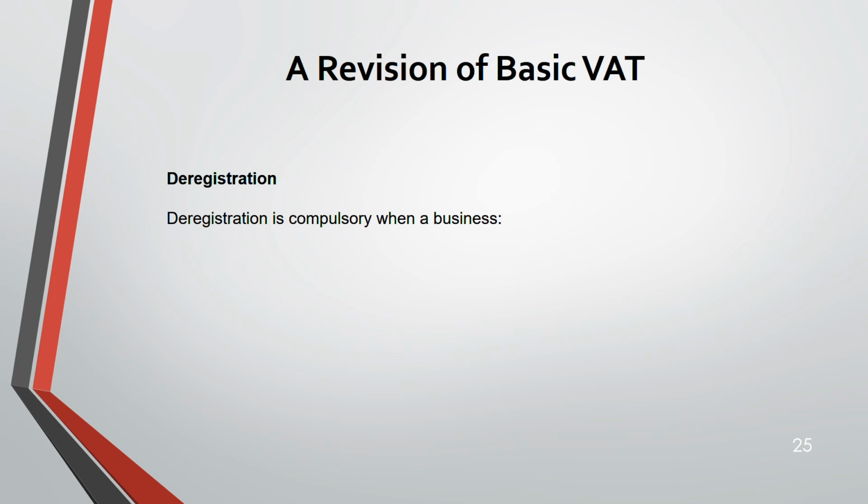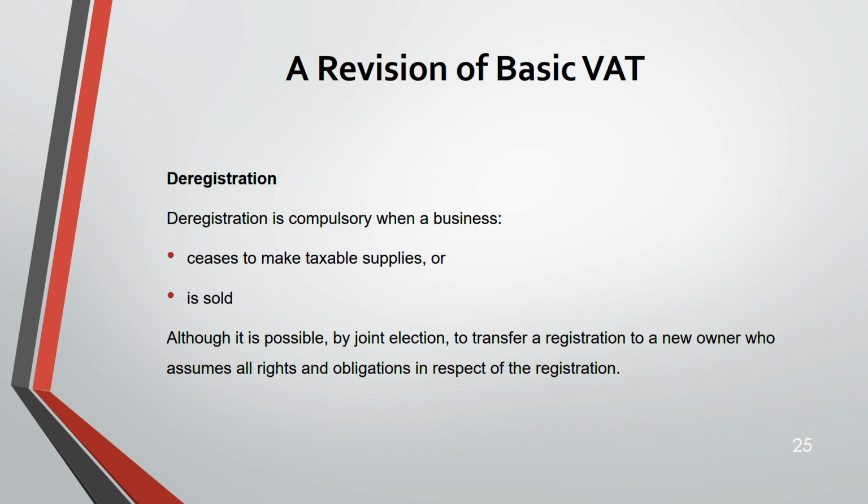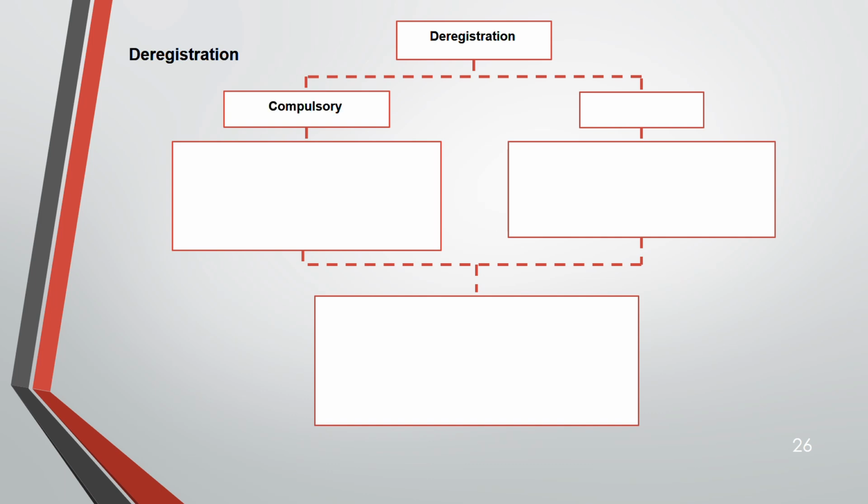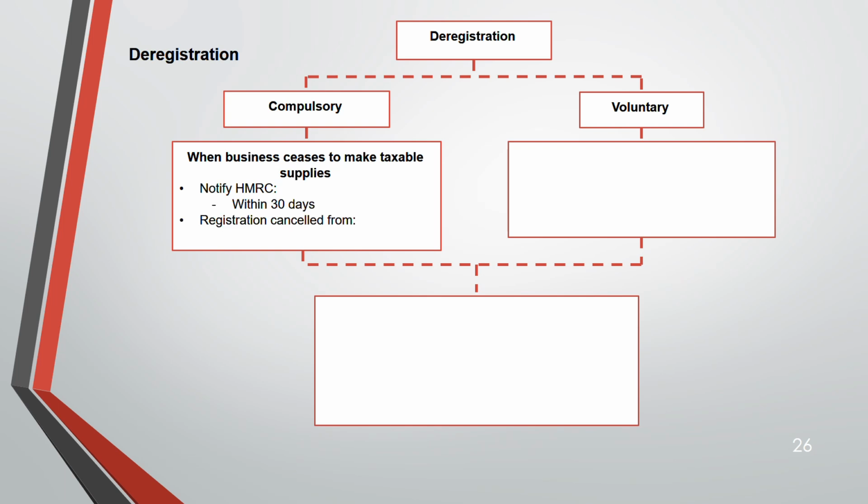Deregistration. Deregistration is compulsory when a business ceases to make taxable supply or is sold, although you can make a joint election to transfer the registration to a new owner. Okay. Voluntary deregistration. You can voluntarily also deregister. That is also possible. Now, so deregistration: compulsory, voluntary. If it's compulsory, when you cease to make taxable supply, you have to notify HMRC within 30 days and registration is cancelled from the date of cessation.